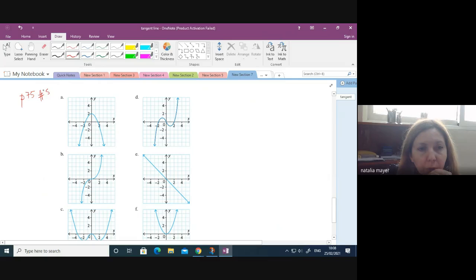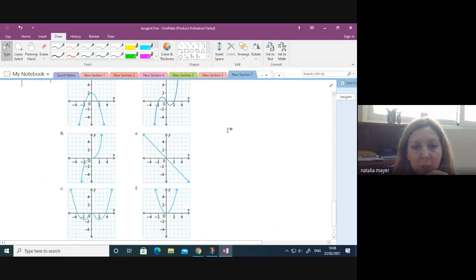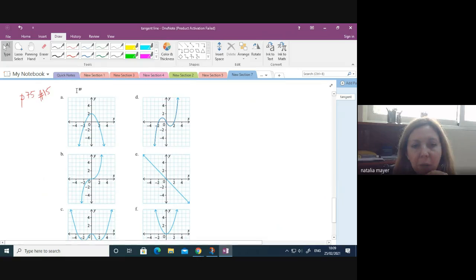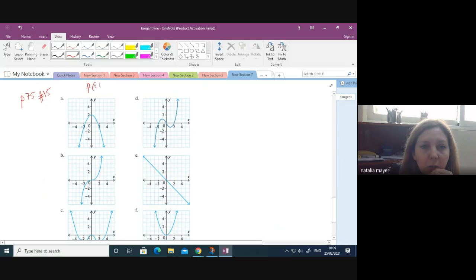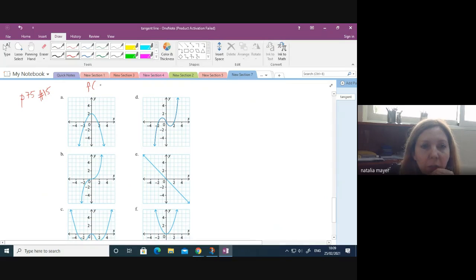So in this question, on the left we have the original functions, f of x. And on the right, we have f prime of x. So we need to match them, okay?